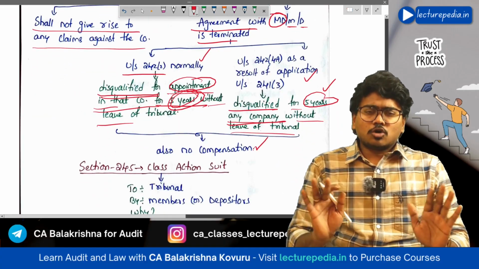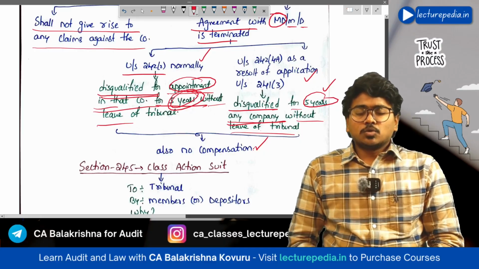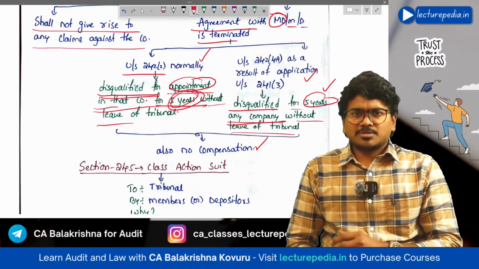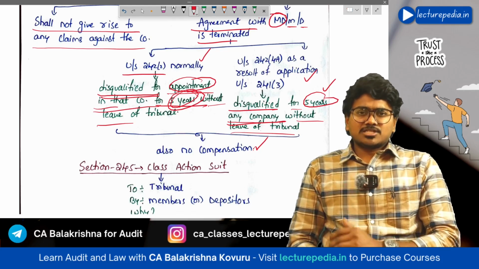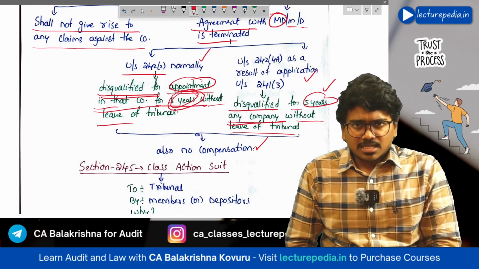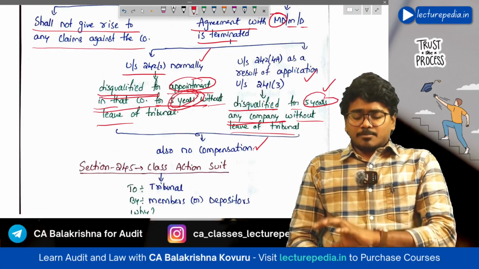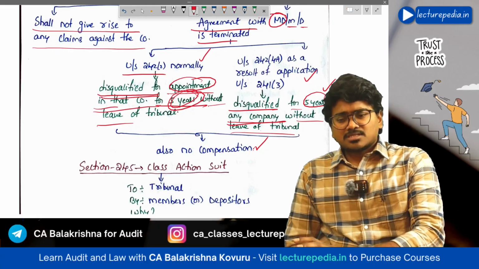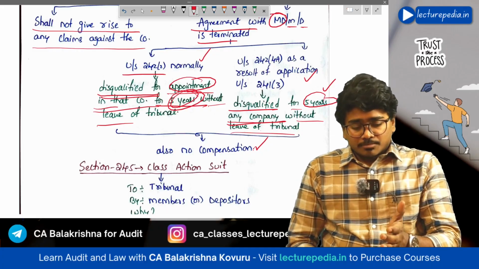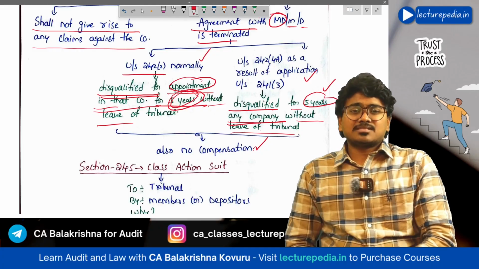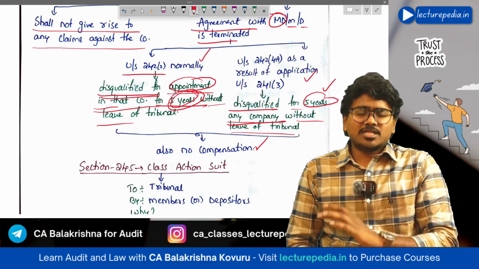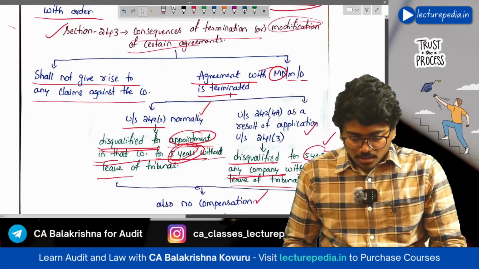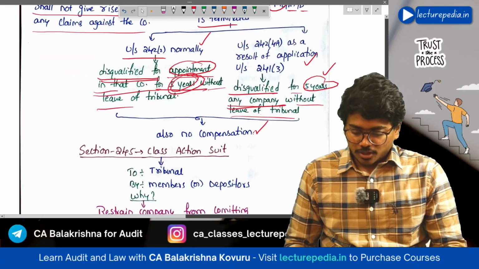Here also no compensation will be paid to that respective person who has been terminated, because he has been terminated because of an order passed by the tribunal. Why has the tribunal passed the order? Because this person has mismanaged the company, or this person has created oppression, or this person is involved in any fraud. Okay, because of the actions of that person he has been terminated. So why will you pay the compensation to him? You will not pay the compensation. Okay, so that is section number 243.